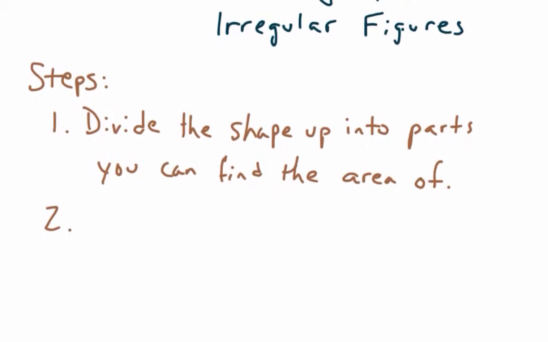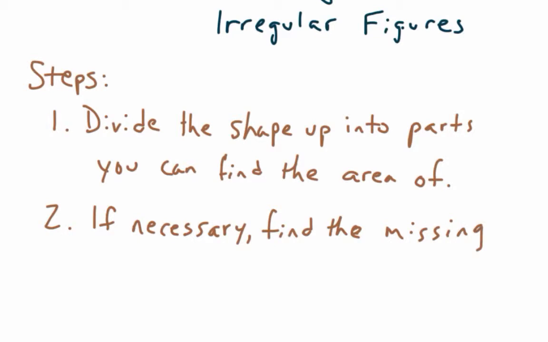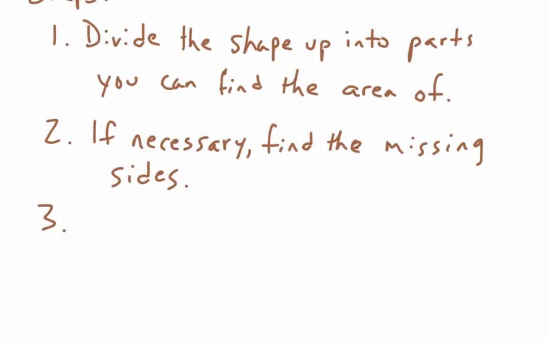And then once you have it broken up, if necessary, find the missing sides. Because sometimes when you break something up, you're not going to have the side of a square that you made. But you usually could figure it out from the sides that you know. So find the missing sides. And then last but not least, find the areas and add them together.